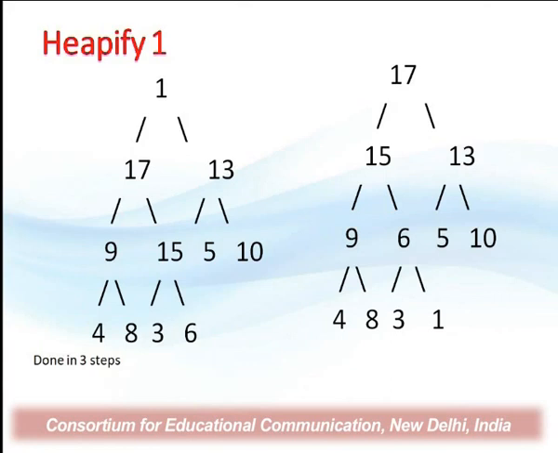So heapify 1 is done in 3 steps, and after these 3 steps, what we have as the final heap is 17, with 15 and 13 as its left and right children, then 9 and 6 as the children of 15, 13 having 5 and 10 as its children, 9 having 4 and 8 as its children, and 6 having 3 and 1 as its children. All the subtrees, including the whole tree, are following the max heap property.